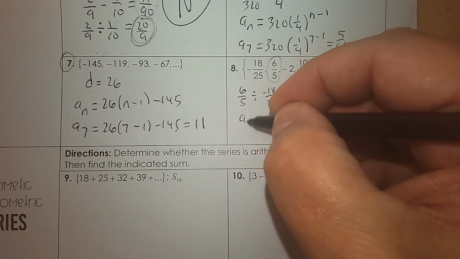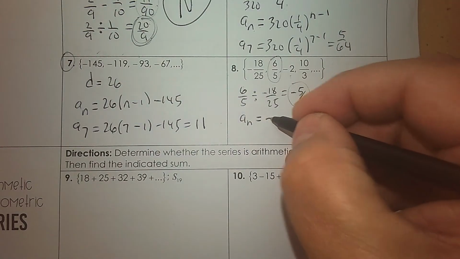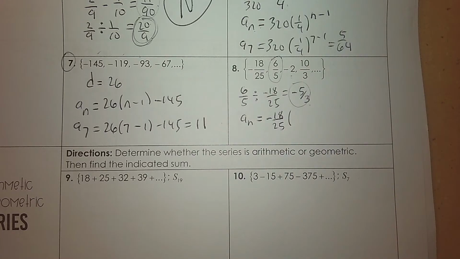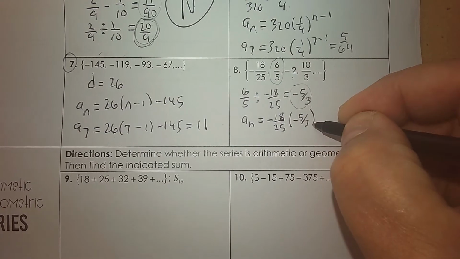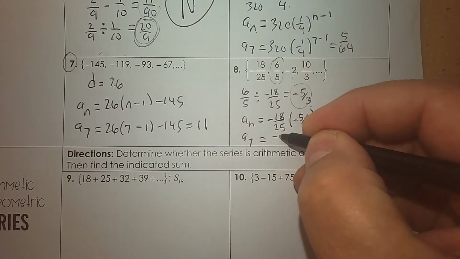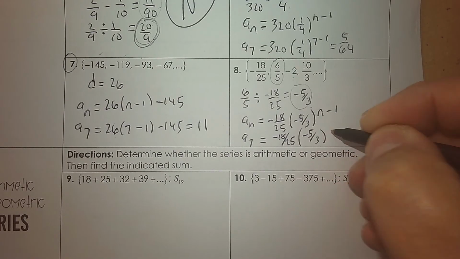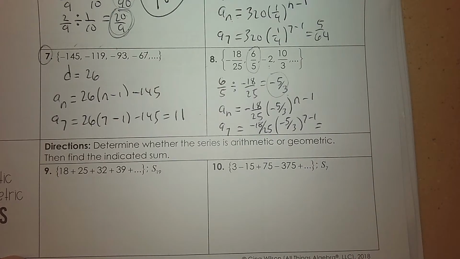Kaylin, what's the rule for this then? So negative 18 over 25, the base, negative 5 over 3, and then the exponent. Perfect. Then I want to find the 7th term. So Dahlia, when you're ready, tell me what that 7th term is.